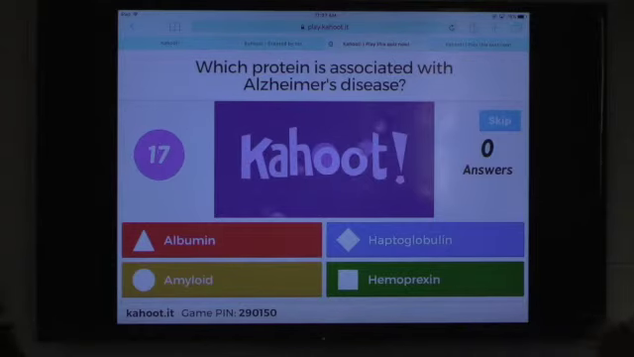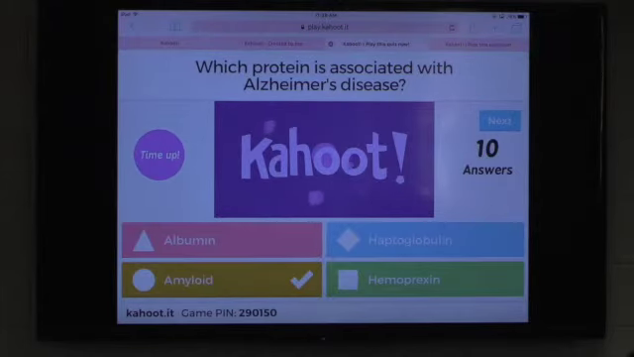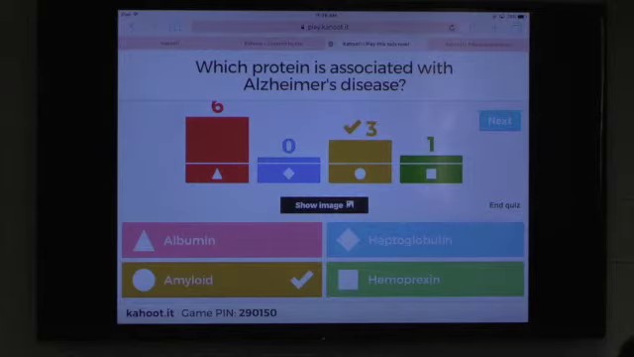Which protein is associated with Alzheimer's? You get 20 seconds. It's going to give you the answers. Amyloid. We're going to go to the next one, okay? We're going to do these stats. This would be a protein question.